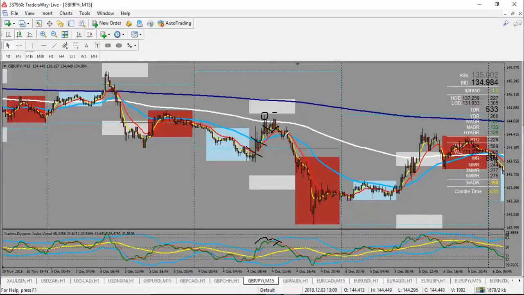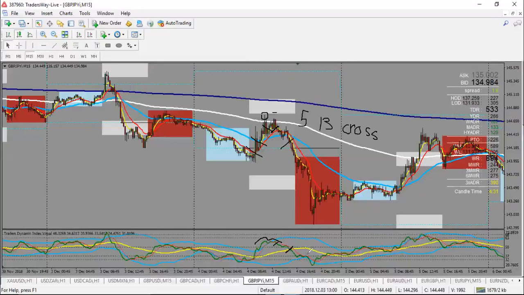Now we have additional entry points. The RSI line, the green line, crosses the market baseline, the yellow line. Add more positions. Oh, look what happened right here. The 5 and 13 cross as well. Okay.